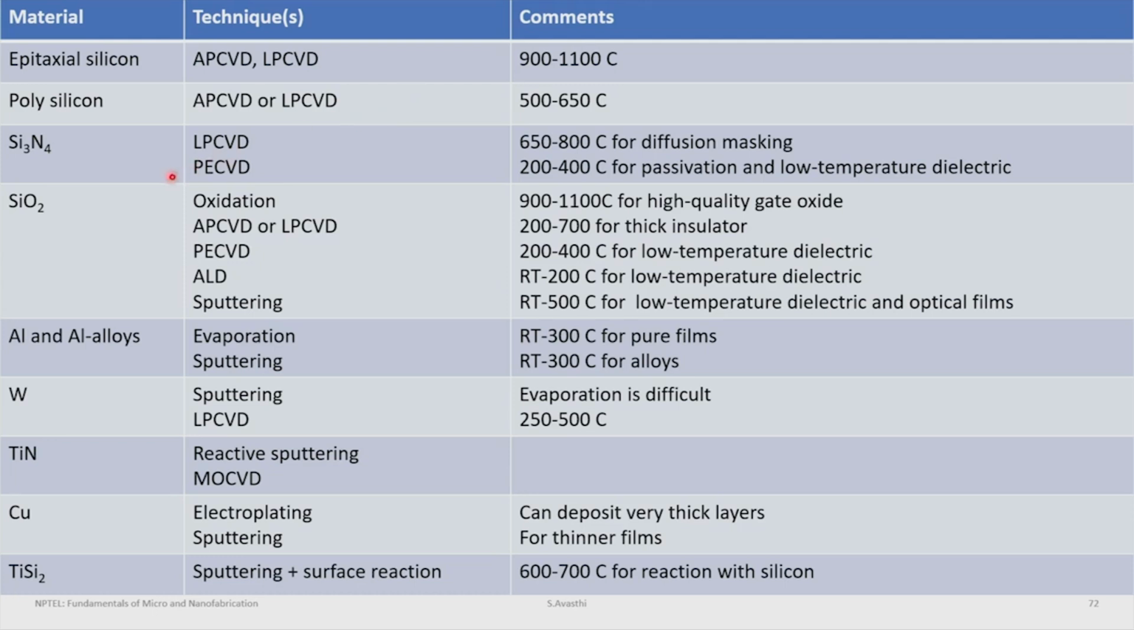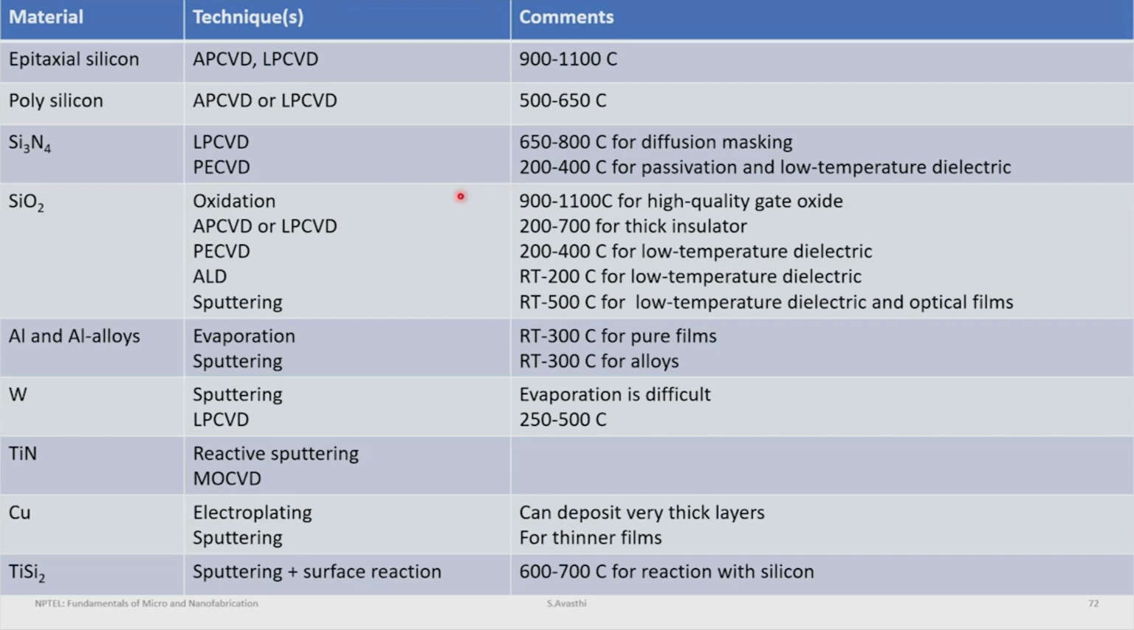You might have to deposit insulators if you are trying to do silicon nitride. Commonly used things are LPCVD or plasma enhanced CVD. The difference between these two is just the temperature at which you do the deposition. If you are trying to do something for diffusion masking, maybe LPCVD and its high temperatures are okay, but if you are just trying to do some passivation or low temperature dielectric, you may want to use plasma enhanced CVD.